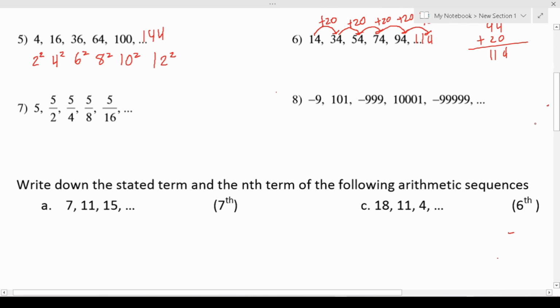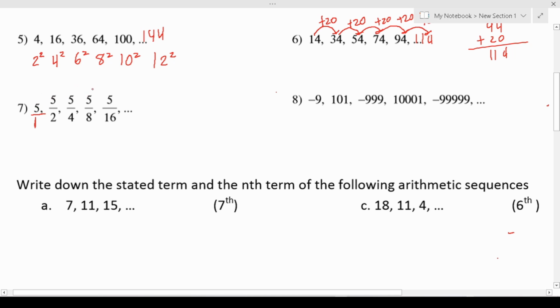All right, so for number 7, we can see we have some fractions. And in case it's not obvious, this first term in the sequence is also a fraction. Again, we can write whole numbers as fractions by placing them over 1. So now that we've done that, we should see what the pattern is.